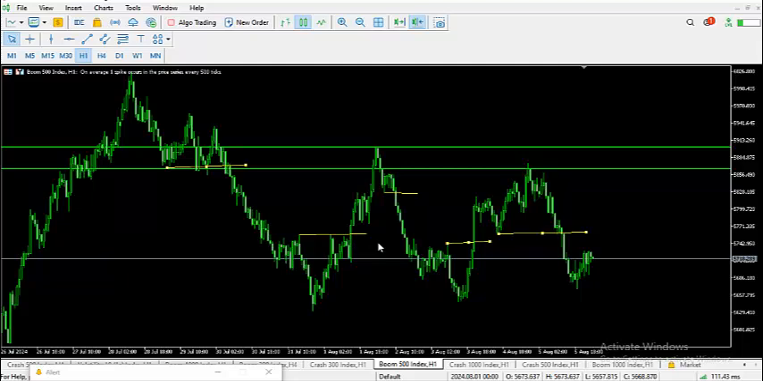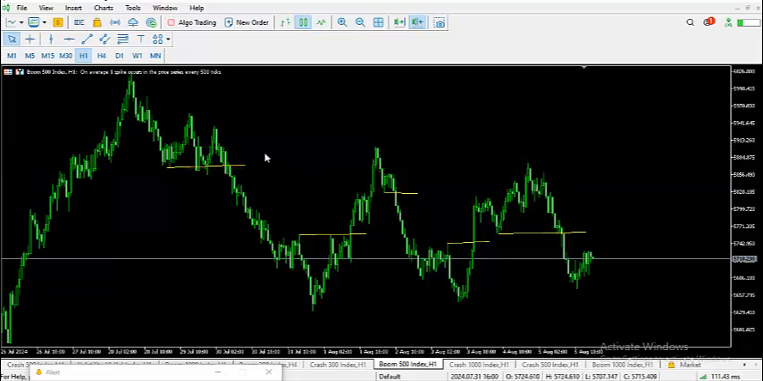Okay, whenever you have a break of structure, the first thing that you want to put in mind is the last high or the last low, the last extreme high or the last extreme low that broke that structure. You want to take note of it. So this is the last extreme high that broke this structure, and this is the last extreme low that broke this structure upward.